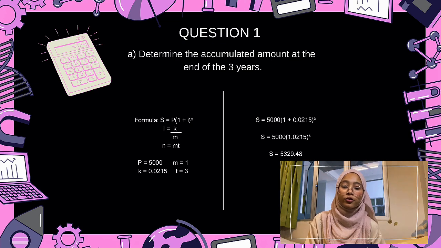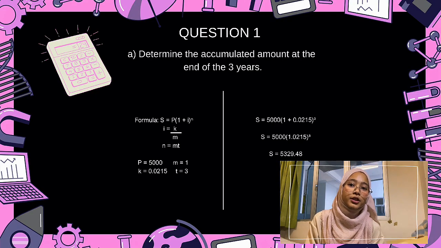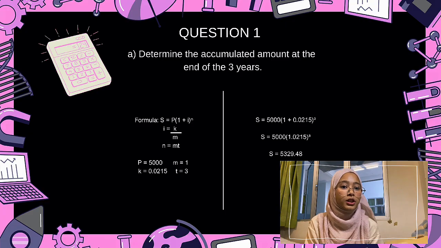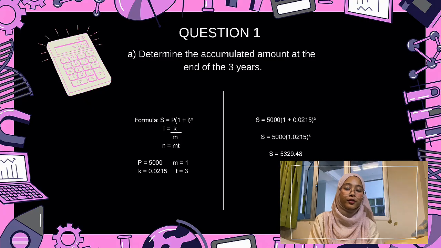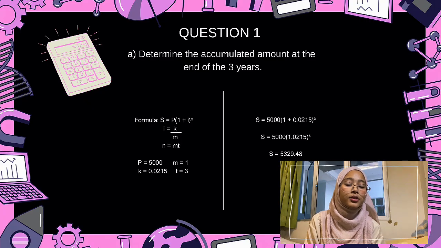We need to list out the information given first. P equals 5,000, M equals 1, K equals 0.0215 and T equals 3. Substitute the information into the formula: S equals 5,000 in bracket 1 plus 0.0215 to the power of 3. So the answer is 5,329 ringgit and 48 cents.